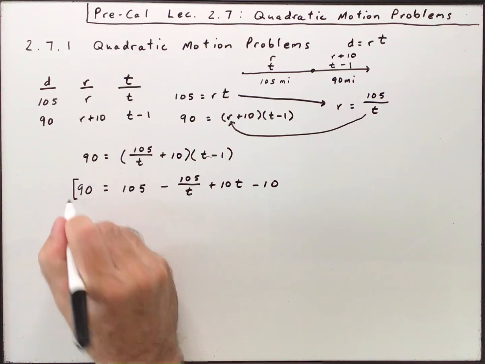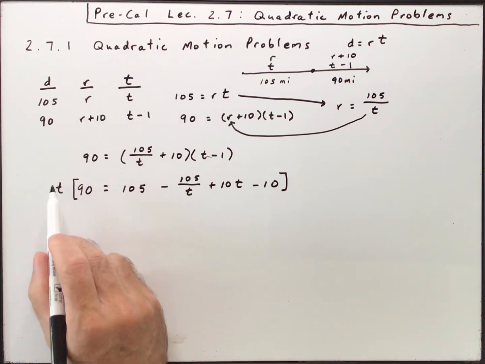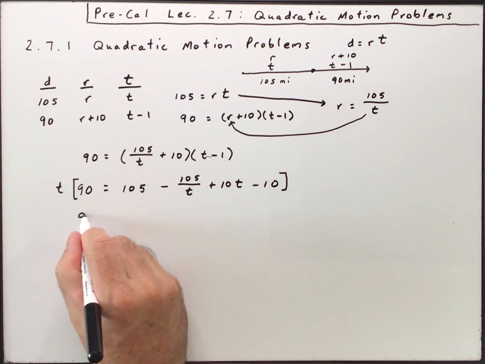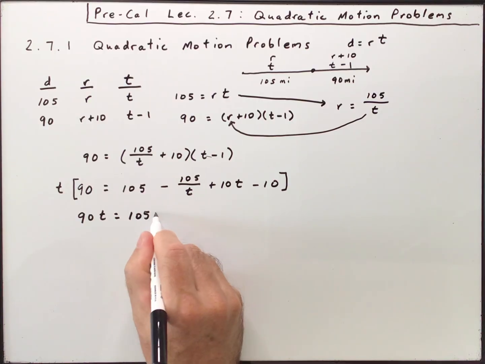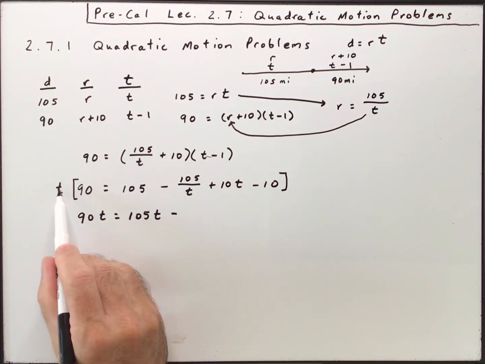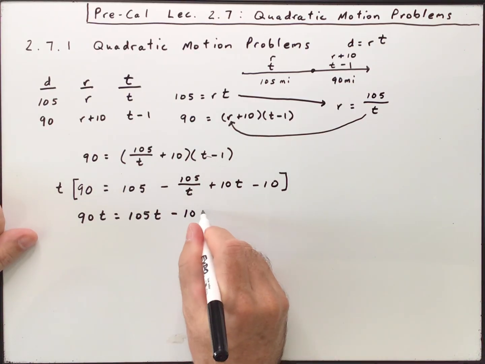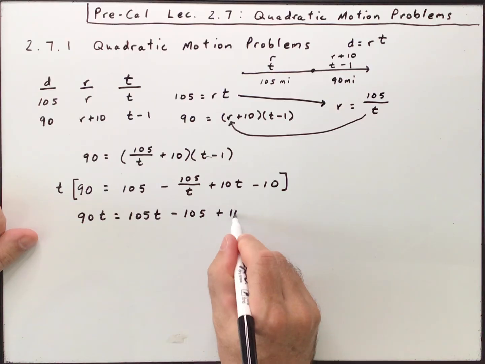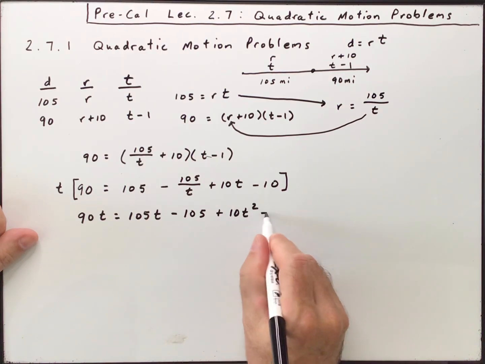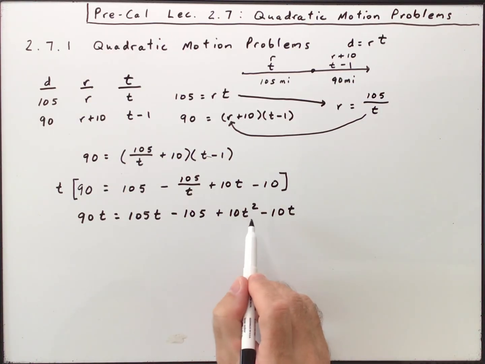Now I want to get rid of this fraction, get rid of the t on bottom. I can do that by multiplying both sides of the equation by t. So I have 90t is equal to 105t minus, and this was the whole point, t over t here will cancel, and I just have minus 105, and I've gotten rid of the fraction, plus 10t squared minus 10t. So we've got a t squared in it. That's where our quadratic comes in.